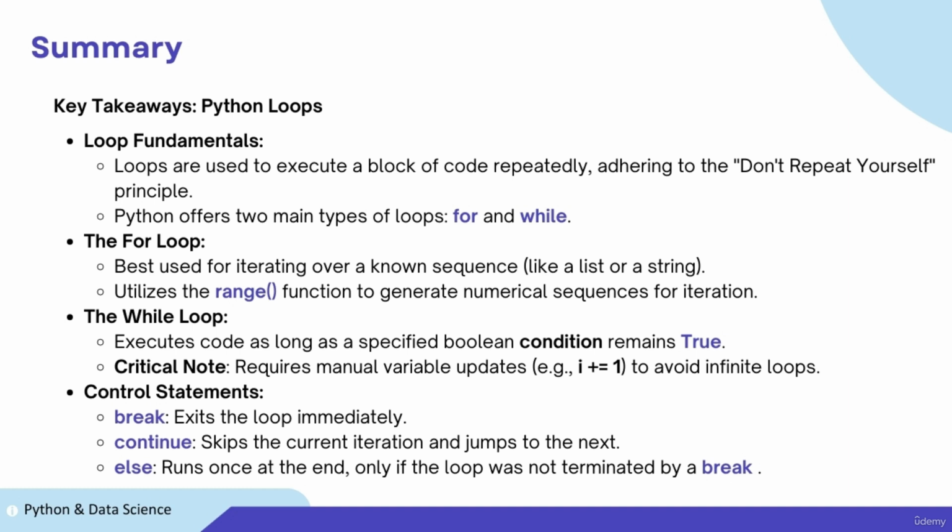Third, the while loop. This executes code as long as a specified Boolean condition remains true. But remember the critical note, you must include manual variable updates, like typing i += 1. If you forget this step, you risk creating an infinite loop that will crash your program. And finally, control statements. These give you precise control over the flow. Break exits the loop immediately. Continue skips the current iteration and jumps to the next one, and else runs once at the very end, but only if the loop was not terminated by a break statement.